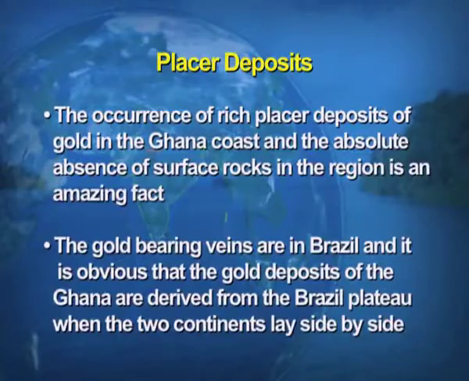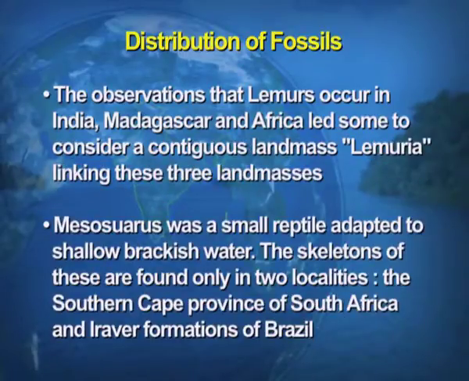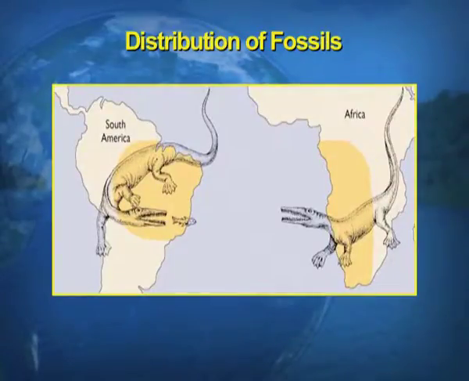Placer deposits: the occurrence of rich placer deposits of gold in the Ghana coast, and the absolute absence of source rocks in the region, is an amazing fact. Fossils have also been found across India, Madagascar and Africa, and they are also considered to have striking similarities. This is the diagram which depicts the fragmentation of Pangaea into different parts and the wandering of these continents over a period of time.